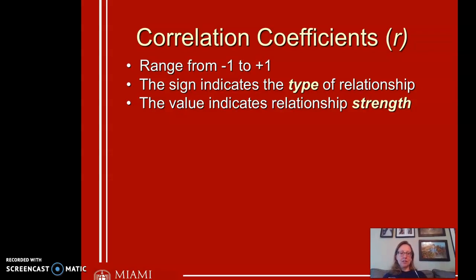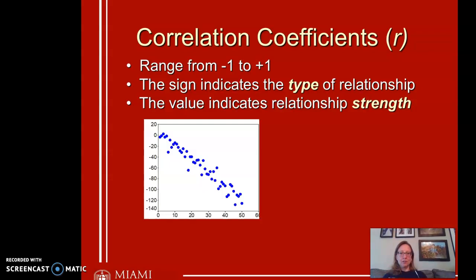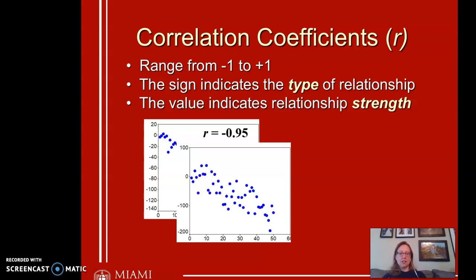We're interested in looking at the sign to figure out if the relationship is positive. It'll have a plus sign or just not have a sign with it. Or a negative relationship, you'll see the minus sign. And we also, when we look at the number that we get, can tell us the degree of strength. So we can see this on a scatter plot. Here's an example of a correlation that is very strong and negative. Here is a correlation that is negative, but not quite as strong.